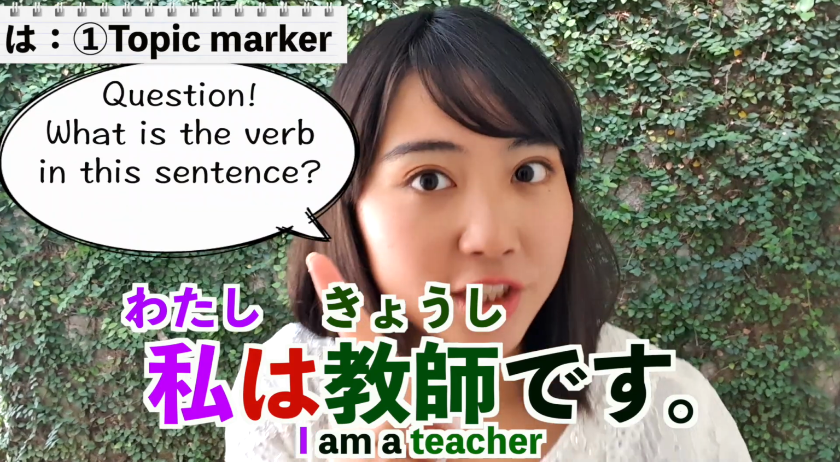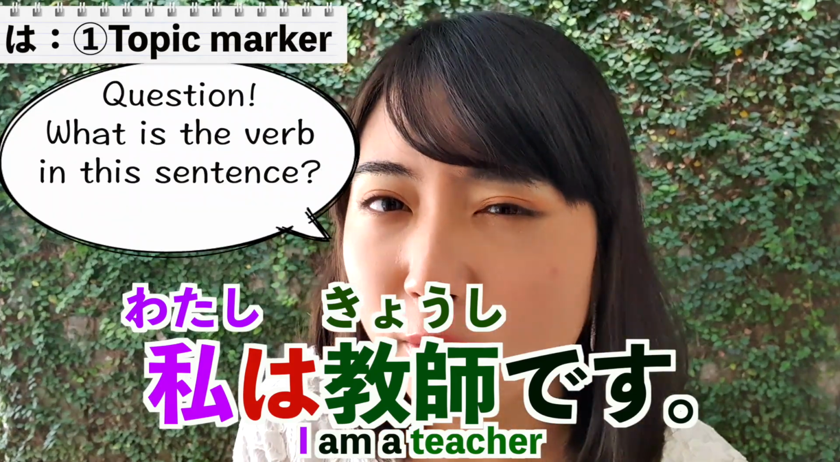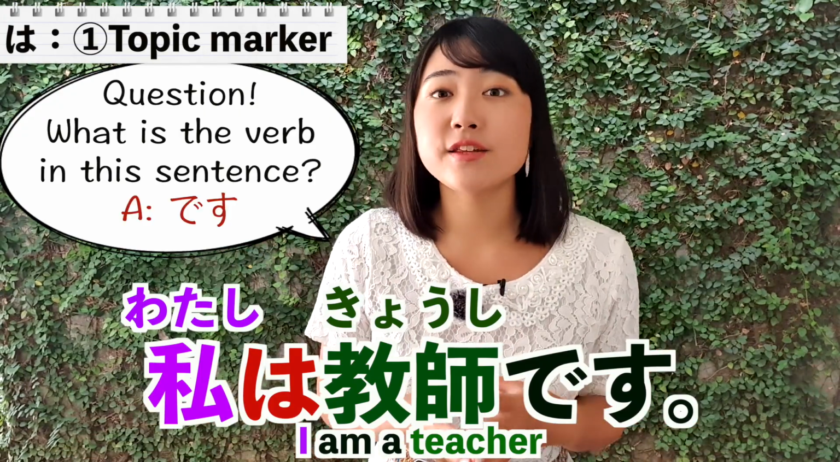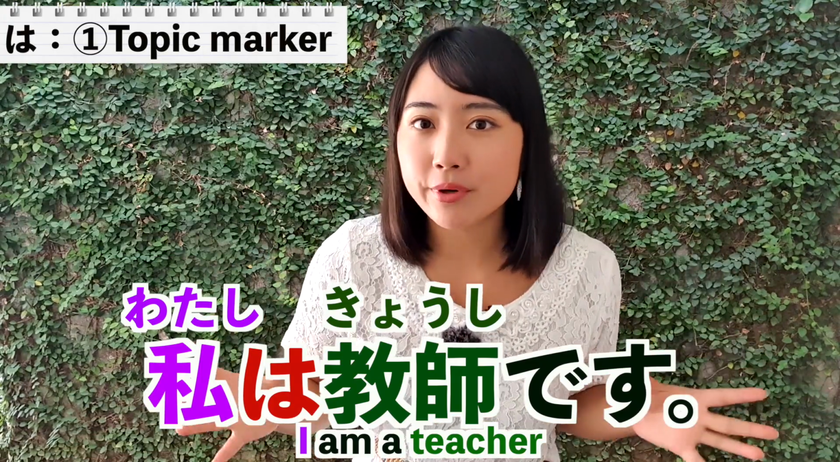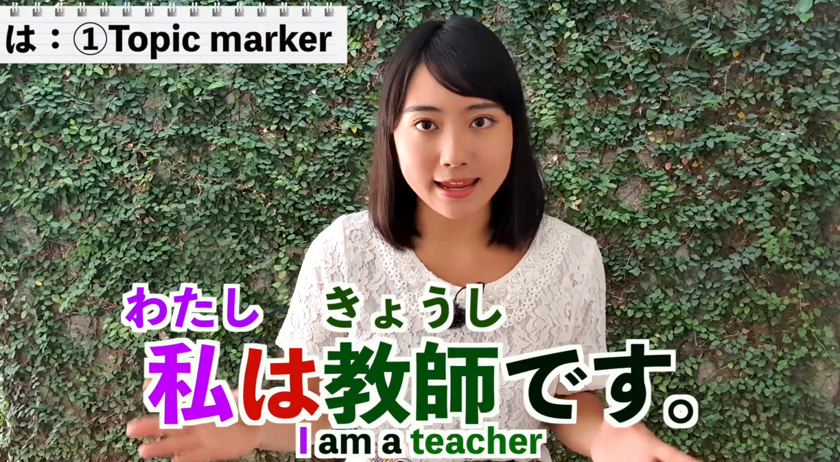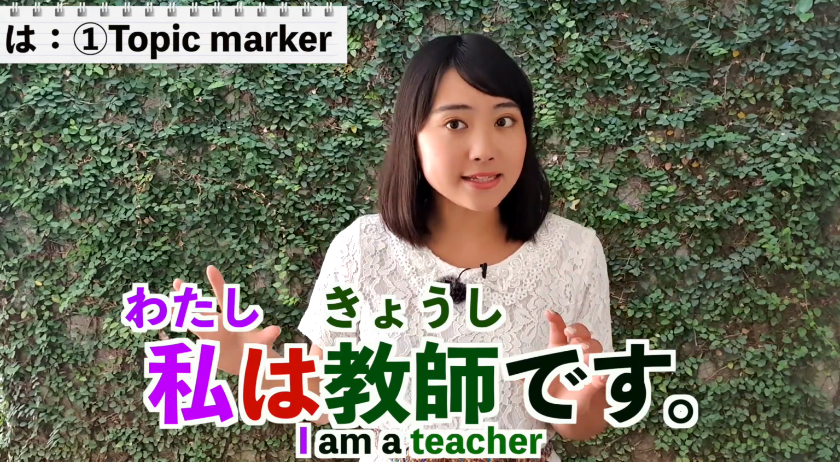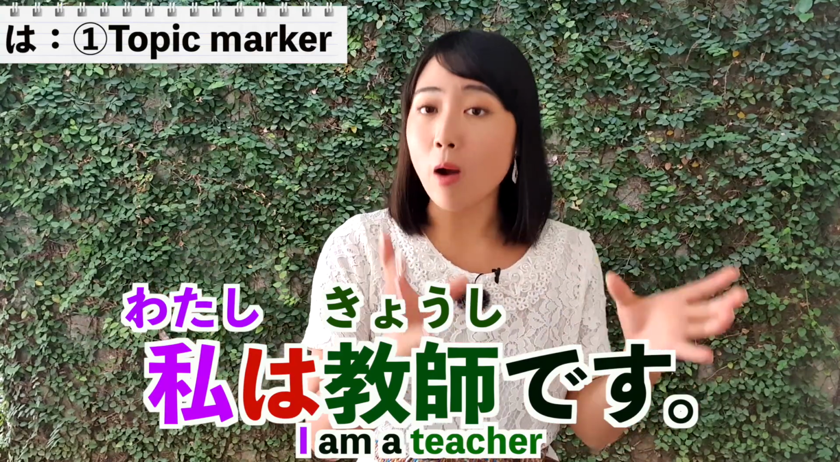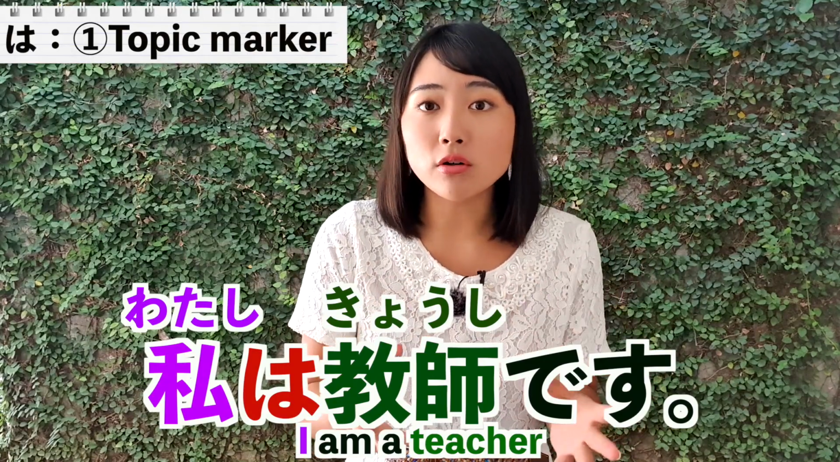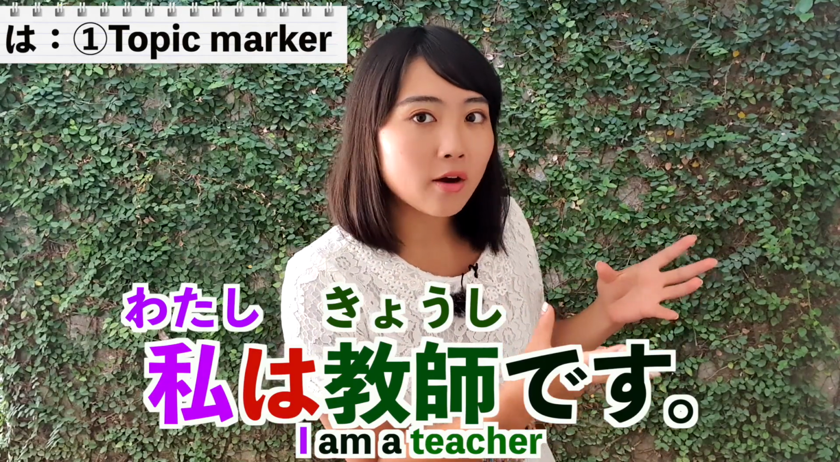Yes. Question here. What is the verb in this sentence? It's this. This is a verb in this sentence. Please remember, in Japanese language, the verb always comes at the end. So in this sentence, this is a verb, not wa. Wa is just a topic particle, so it shows watashi is the topic of this sentence.